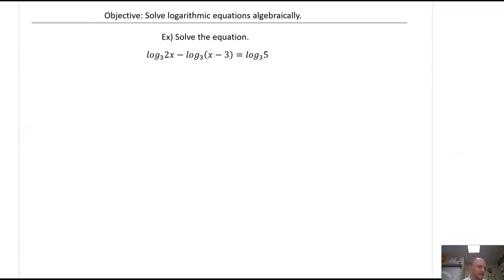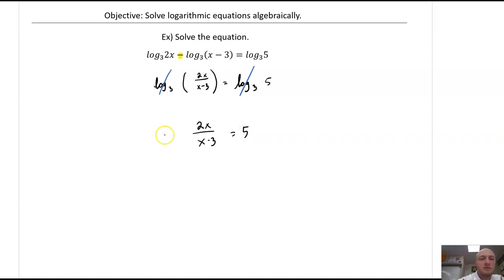All right, next example. Here, note, I don't have any coefficients out front, so I don't have to use the power property, but I am subtracting, so I'm going to use the quotient property for logarithms. So this becomes log base 3 of 2x over x minus 3. Step 2, property of equality. I can just get rid of my log base 3. So I have 2x over x minus 3, which is equal to 5.